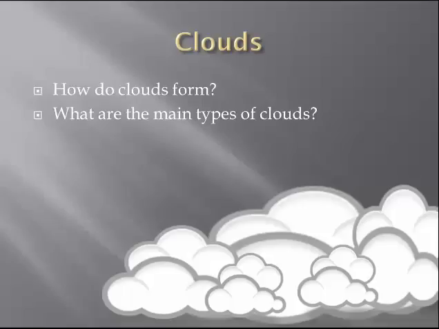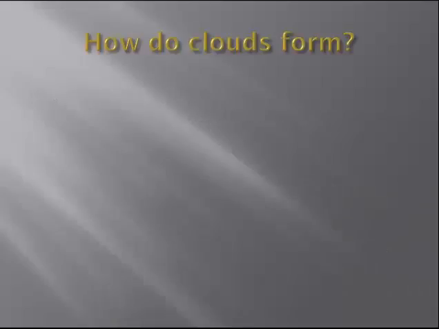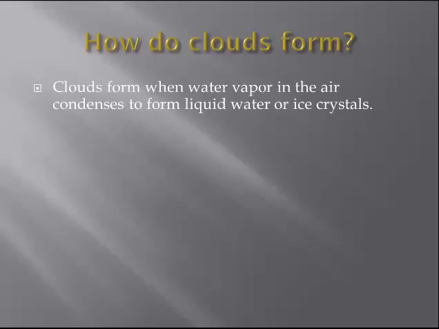In this lesson, we're going to look at how clouds form, and then what are the main types of clouds. So how do clouds form? Clouds form when water vapor in the air condenses to form liquid water, or it could also be ice crystals.